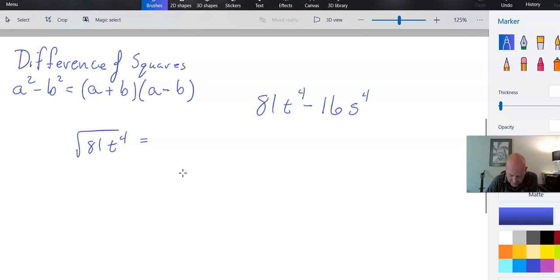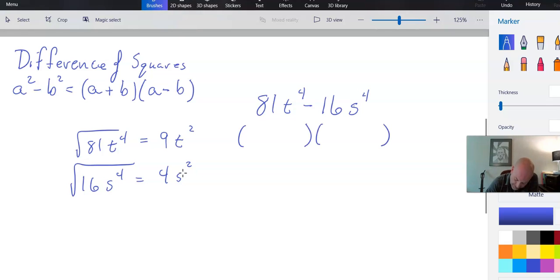So if I ask myself what times what is 81, that's 9. What times what is t to the fourth? Well, that's t squared. And then 16s to the fourth, I can also take a square root of, and I get 4s squared. So that means that these are the square roots of these things, and those are going to be the terms in my factorization. So I have 9t squared minus 4s squared, and then 9t squared plus 4s squared, right? So those are my 2 factors.